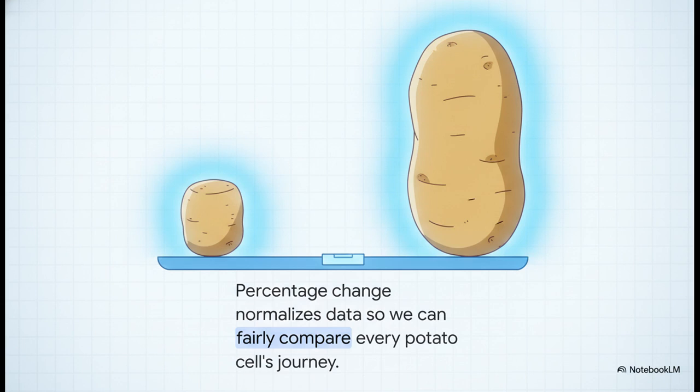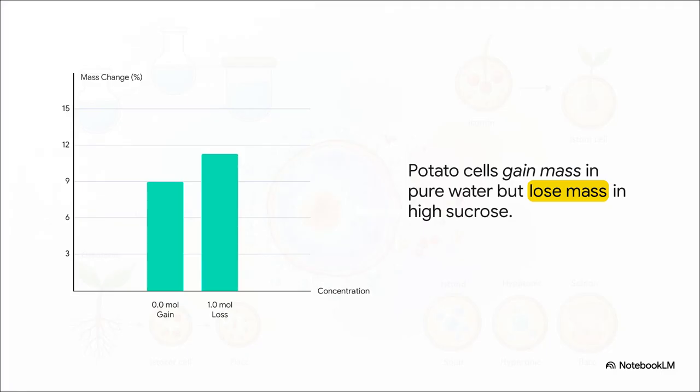So by dividing the change in mass by the initial mass and then multiplying by 100, we calculate the percentage change. This beautifully levels the playing field, completely normalizing the data so we can fairly compare every single potato cell's journey. And when we plot that percentage change on a chart, we truly visualize the invisible.